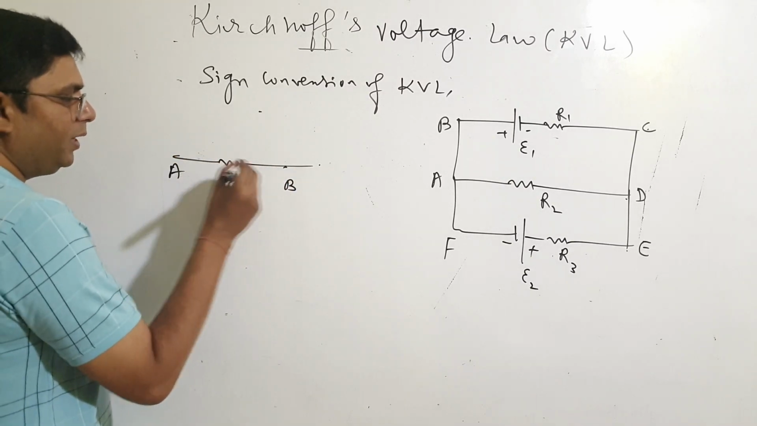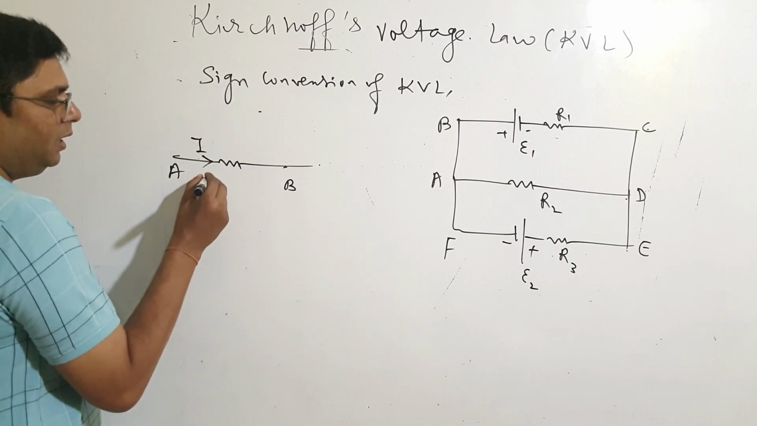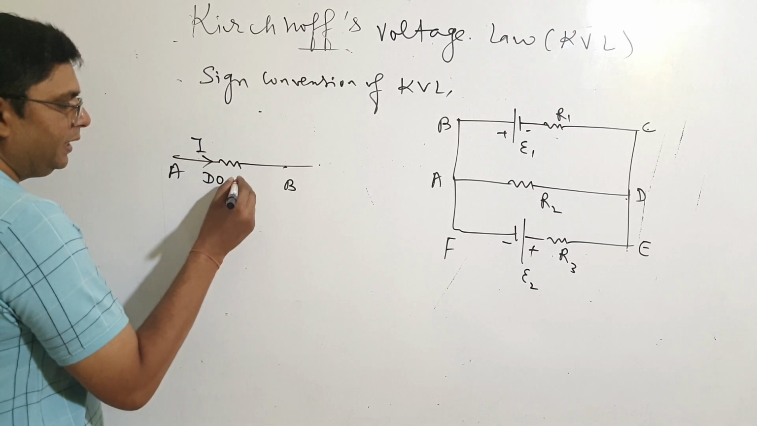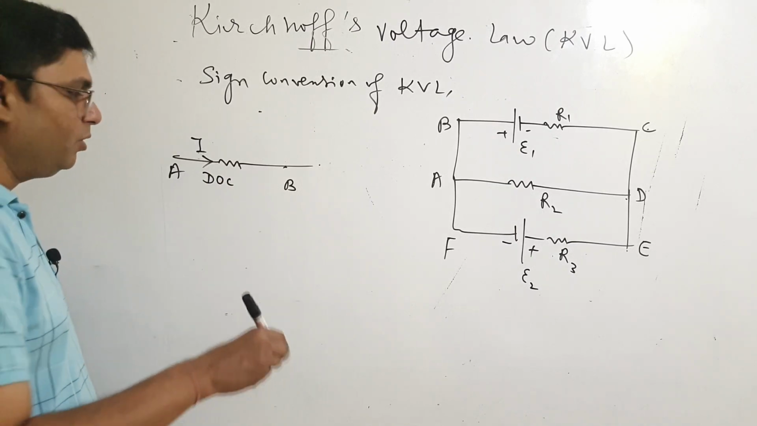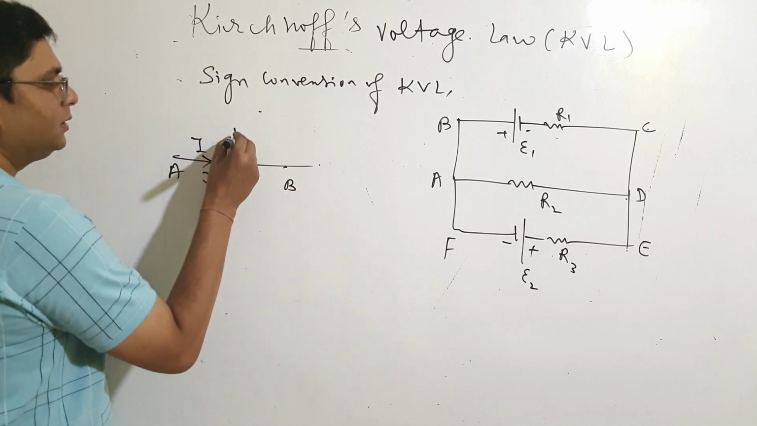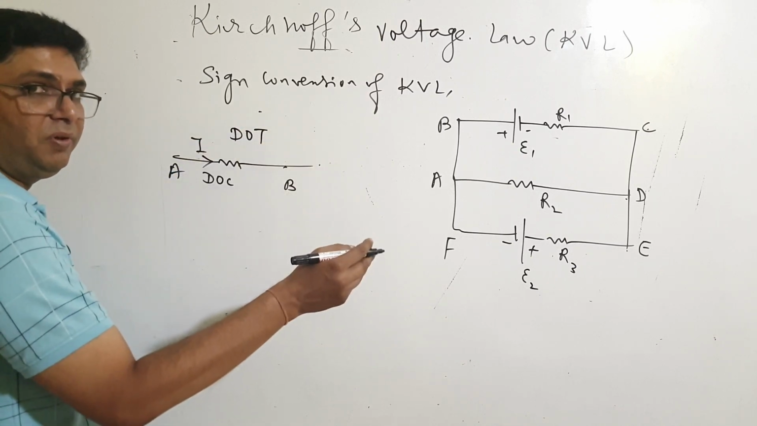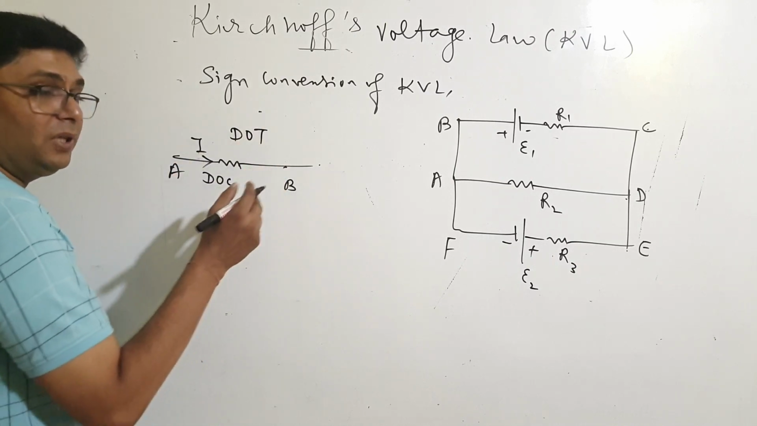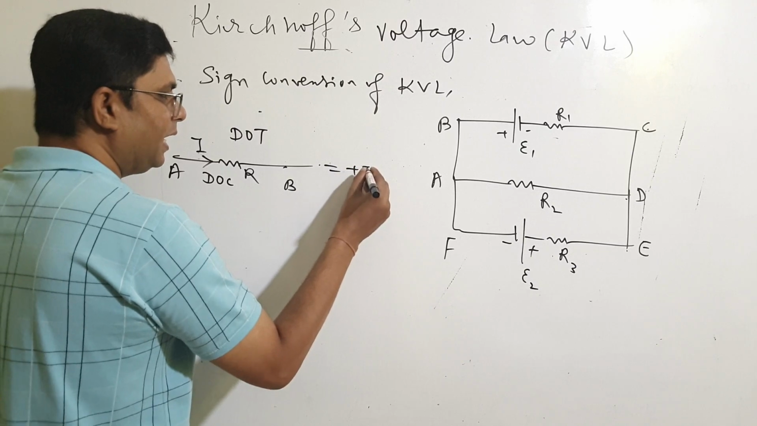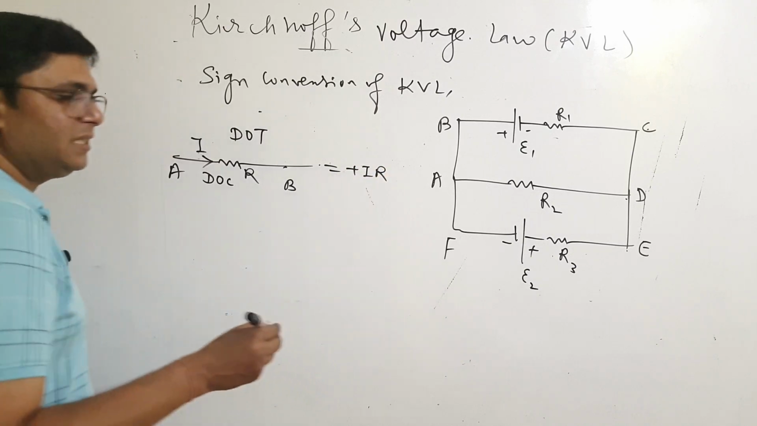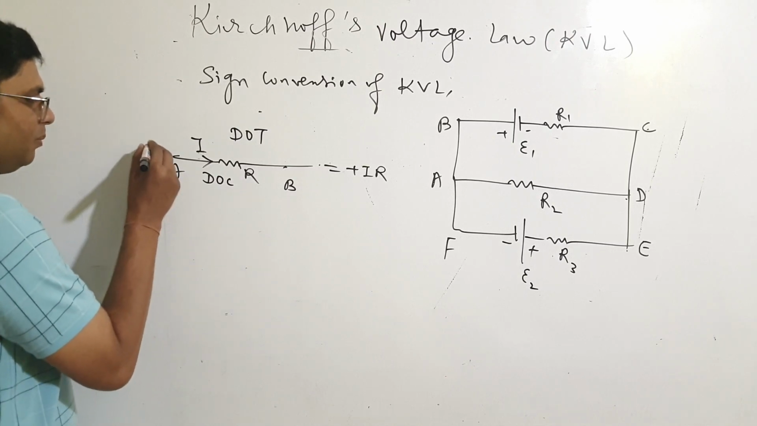Current is moving from A to B. So this is current I. This is the DOT, direction of traversal. You move from A to B, and current is also moving from A to B. This means that both have the same direction. Then you take plus IR, the product of resistance and current. This is rule number one.